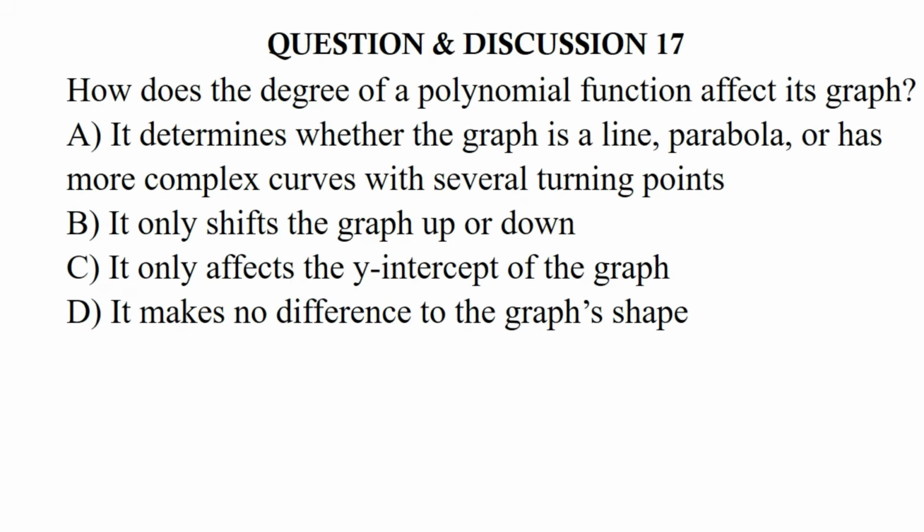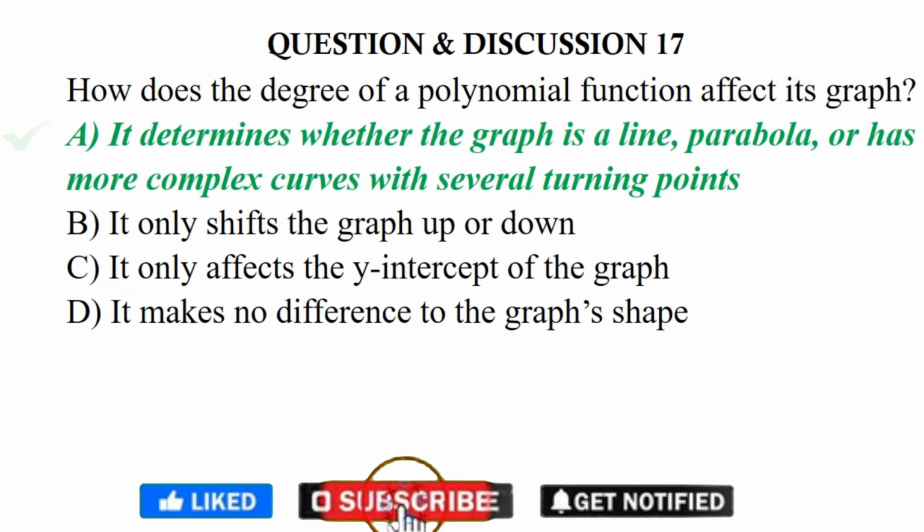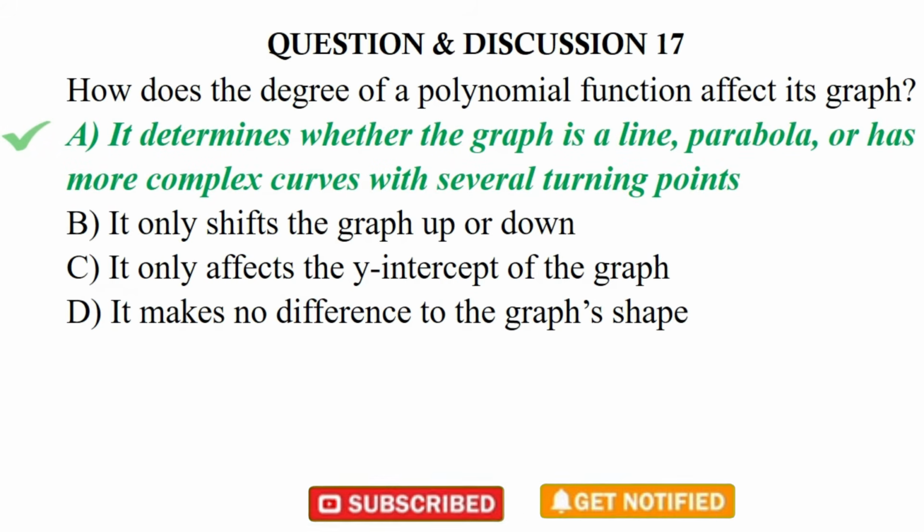The degree of a polynomial function refers to the highest power of the variable x. This degree strongly influences the overall shape and complexity of the graph. For example, a first-degree polynomial, x plus 1, produces a straight line, while a second-degree polynomial, x², produces a parabola. Higher-degree polynomials, such as cubic x³ or quartic x⁴, create graphs with more bends or turning points, resulting in increasingly complex curves. The degree also affects the possible number of roots and the end behavior of the graph. It is not limited to shifting the graph or changing only the intercept, but determines the graph's fundamental shape.